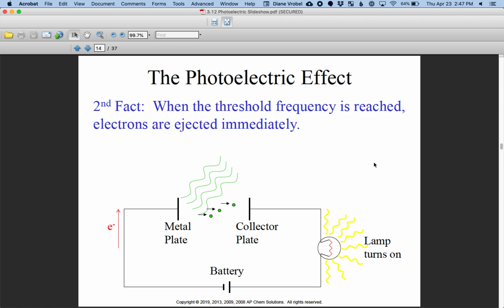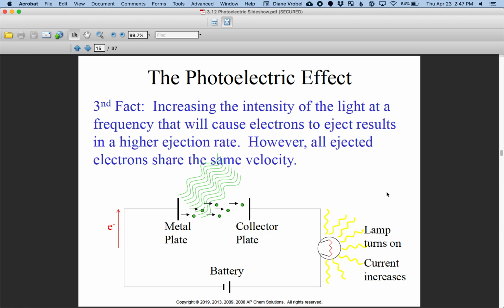Now they tried a different frequency, and after a certain point, they saw the lamp turn on, and it was instantaneous. It was very quick. So they were trying to figure out what else they could change. So they increased the intensity of the light. They used the same frequency, but they caused more light for that frequency to shine on the metal.